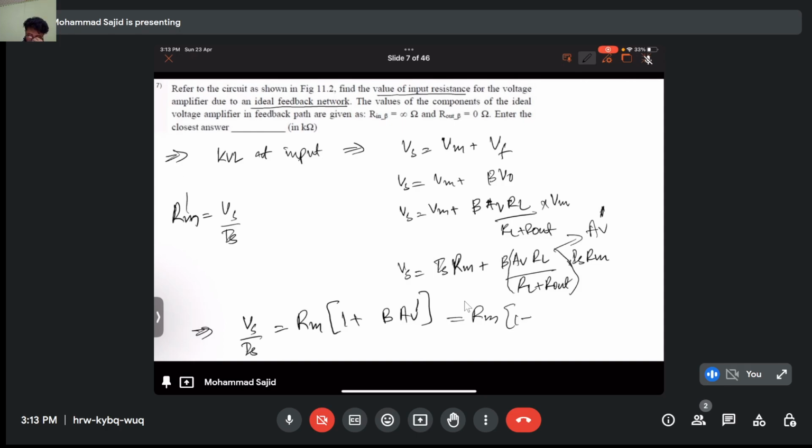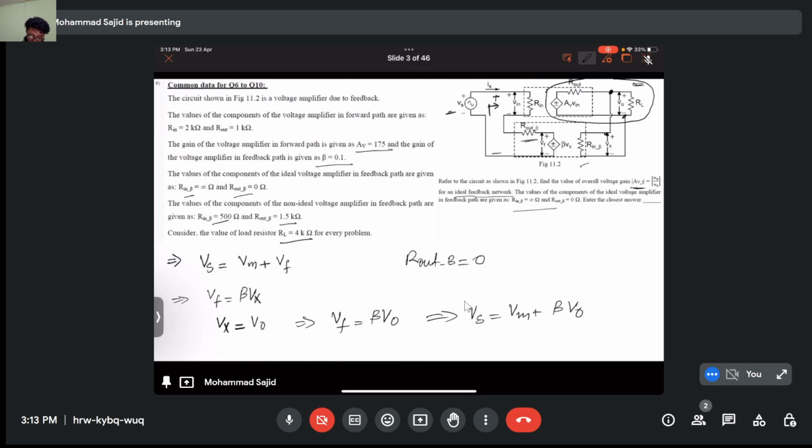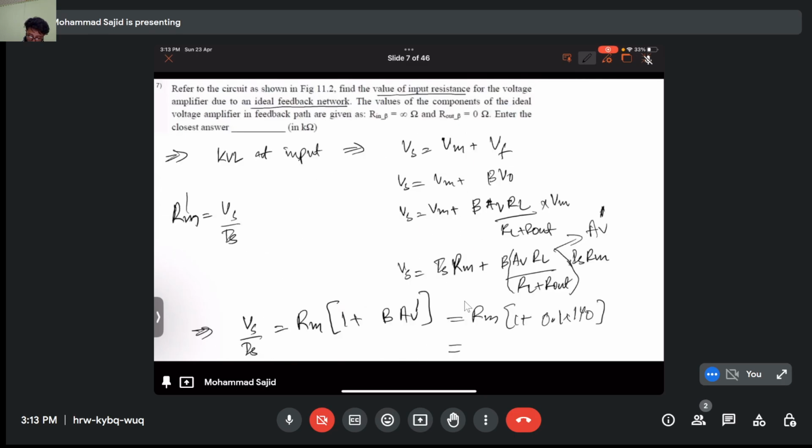Rn times 1 plus beta is 0.1 and AB dash is equivalent to 140, and it will be equivalent to Rn is 2k plus 2k into 15, and that will be 30k. Okay, so it will be 30k.